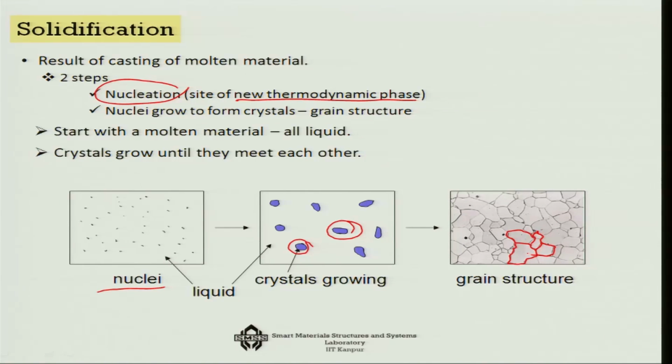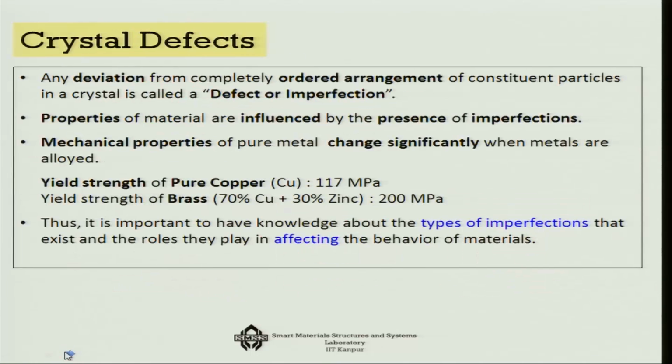Now, in this solidification process, not everything goes perfectly. There is a lot of scope for things getting disturbed, and many of these disturbances result in what we call crystal defects. Any deviation that we observe in the ordered arrangement of constituent particles in a crystal, we call a defect or imperfection.